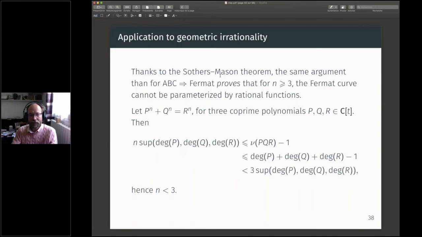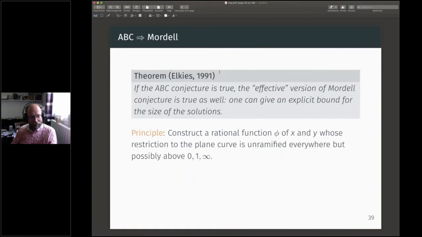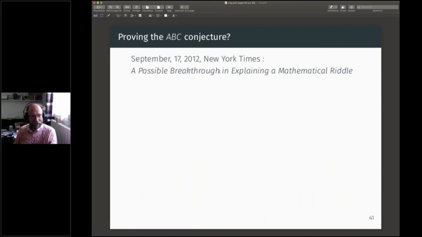I think I will skip 5 or 6 slides. So this ABC conjecture implies Fermat. It also implies an effective version of the Mordell conjecture. And then maybe it's a good time to end the talk with an event that appeared almost 10 years ago.